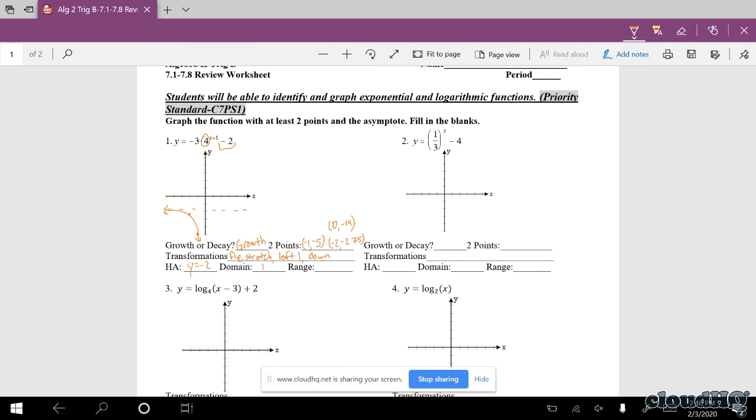My domain, all real numbers are okay. My range, it stays below the asymptote, the negative 2. So we'd say that y is less than negative 2.